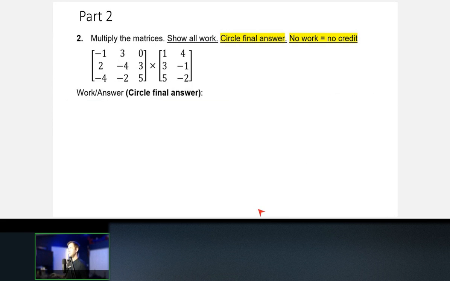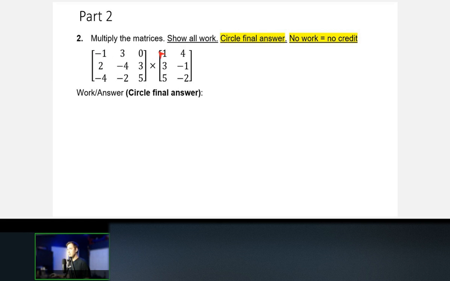Okay, number 2 on part 2, probably the easiest question. All you've got to do is multiply these 2 matrices together. That's it. Of course, show your work. If you go right from this to the answer, you're not getting credit. So show your work. You don't need to actually write down, I did -1 parentheses 1 plus 3 parentheses 3 plus 0 parentheses 5, for example.